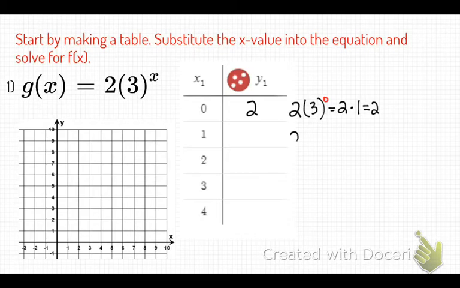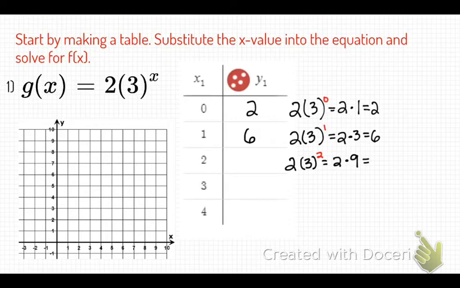Okay. What's the next x value I'm going to substitute in? 1. Good. So I have 2 times what? 3. And what is 2 times 3? 6. Perfect. Does that make sense so far? Yeah. Okay. Now my next x value is 2. So I have 2 times what? 9. Good. Which is? 18. And then I'm going to do one more. 2 times 3 to the what power? To the 3rd power, which equals 2 times 27, which is, I'm going to tell you it's 54.